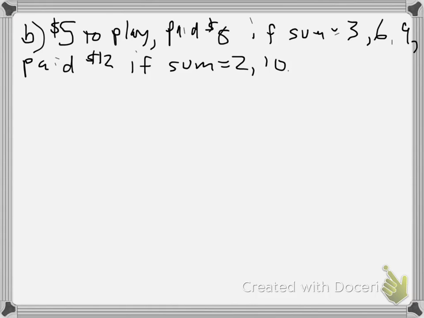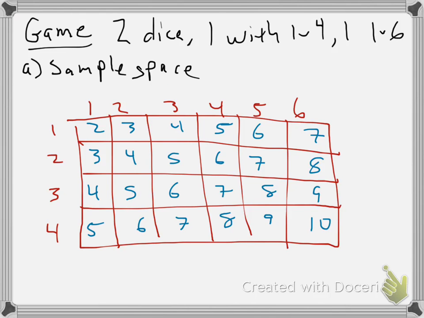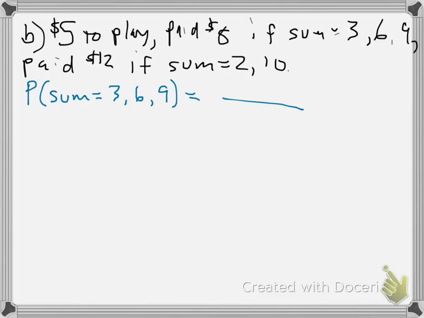Alright, so you pay $5 to play. You're paid $8 if the sum is a 3, 6, or 9, and you're paid $12 if the sum is a 2 or a 10. So let's first find the probability that we get a 3, 6, or 9. This is why we construct the sample space. There are 2 ways to get a 3. There are 4 ways to get a 6, so we're up to 6. And there are 2 ways to get a 9, so we're up to 8. There's 8 out of 24 possible ways to get a 3, 6, or 9.